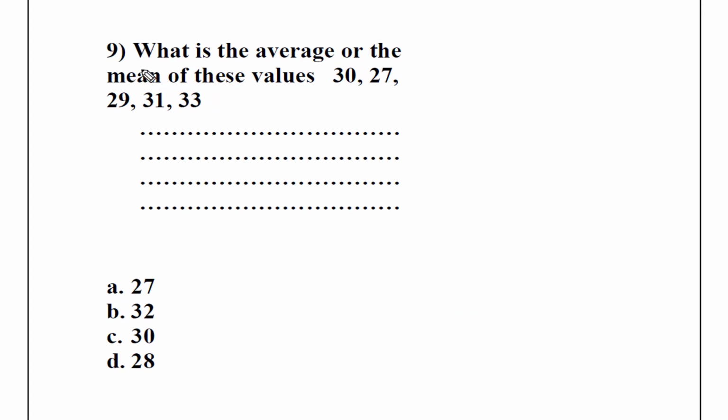Number 9, what is the average or the mean of these values? 30, 27, 29, 31, and 33. To find the mean of a set of values, we have a rule. We must study this rule. Mean equals the sum of these values divided by n. Which n? N is the number of values. So the first step, count how many values we have. We can count 1, 2, 3, 4, 5.